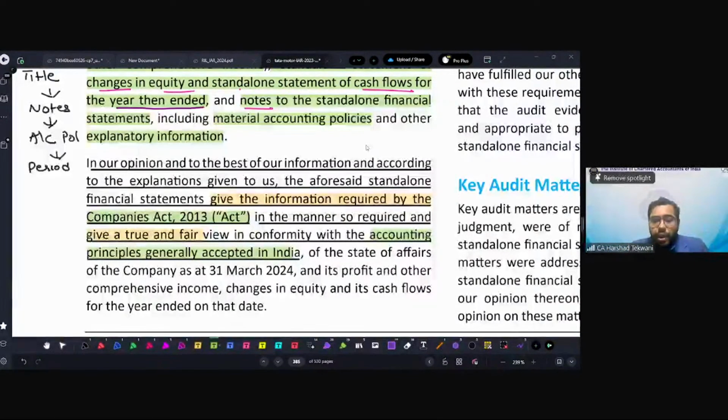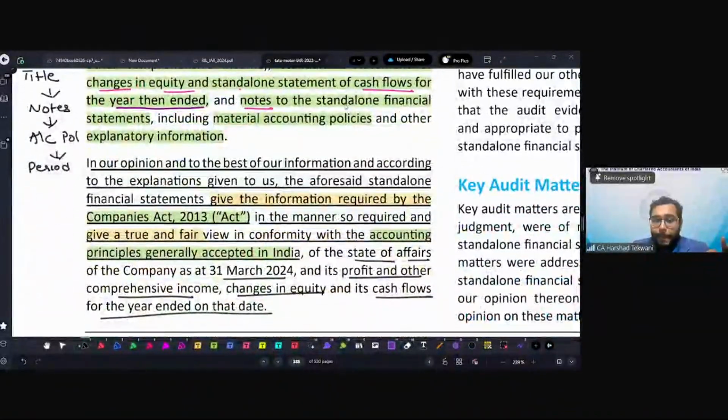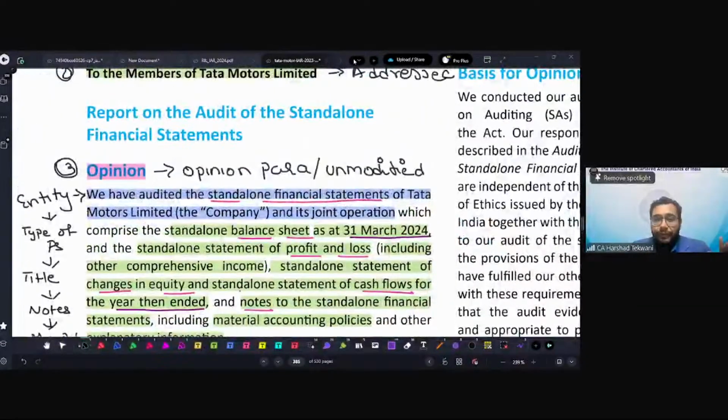And then you talk about the state of affairs of the company, about the balance sheet. Then you talk about the period, then profit and loss, other comprehensive income, changes in equity, cash flow for the year end date. So you talk about all the things that you have already mentioned in the first paragraph, with the respective period. So this is your opinion paragraph. Any doubt with the opinion paragraph? Any doubt?